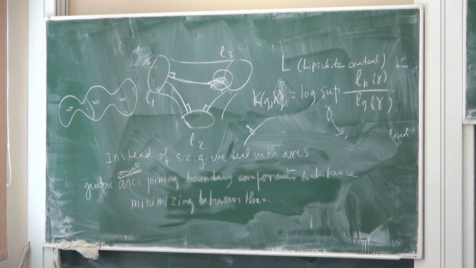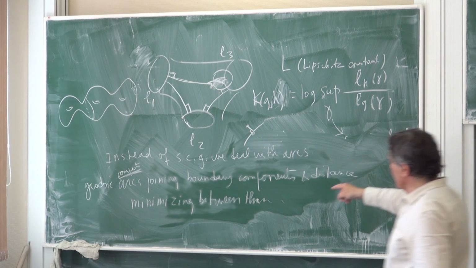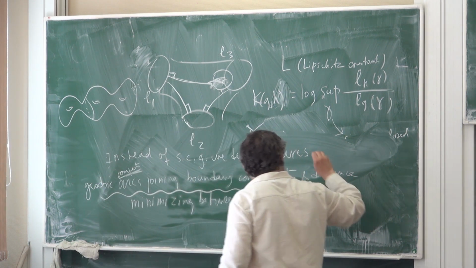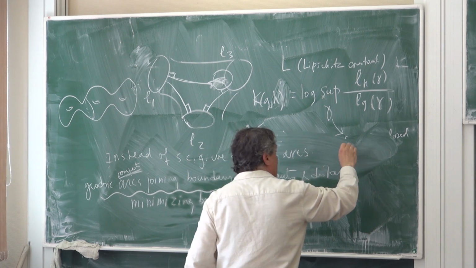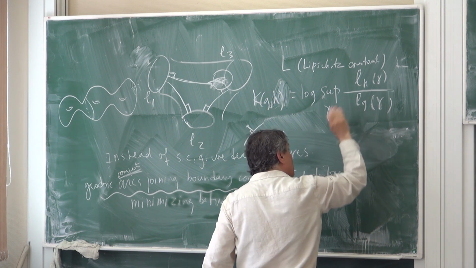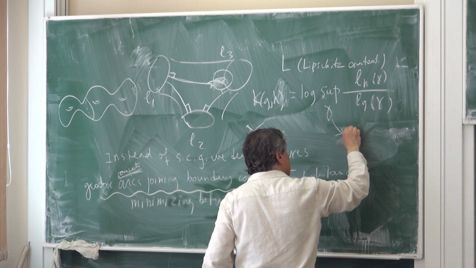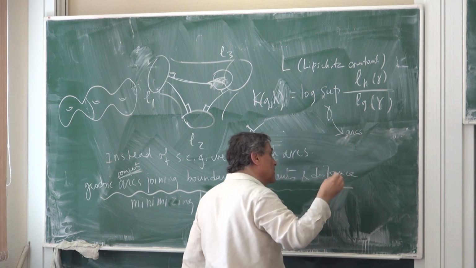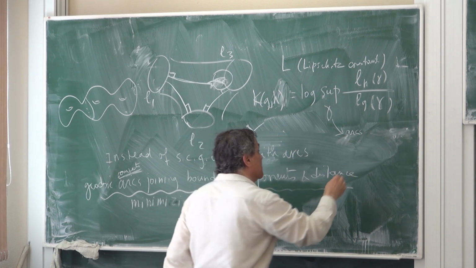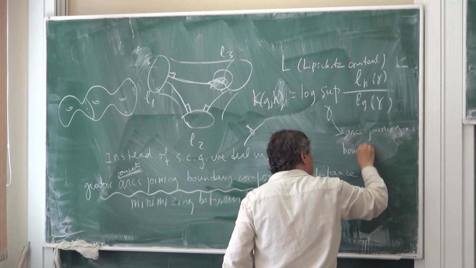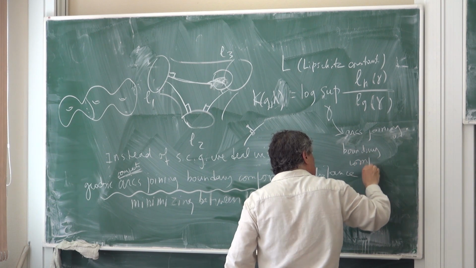Okay. So now when I have these geodesic arcs joining boundary components here in gamma, I can try to use the same formula. Here gamma is the set, the homotopy class of arcs. Or if I don't want to say homotopy class, then I say geodesic arcs joining boundary components.